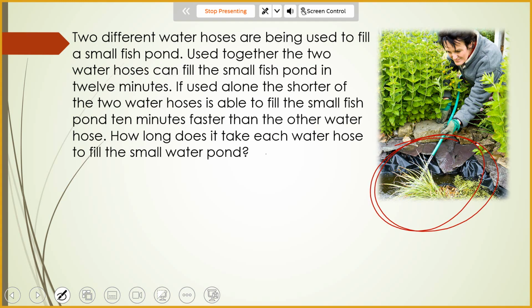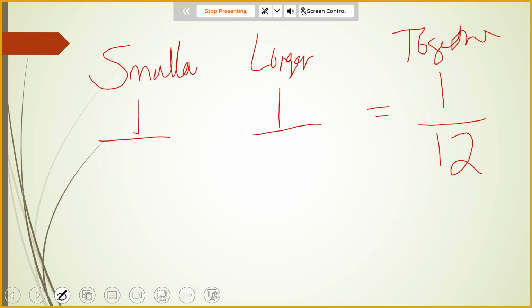So let's go back and look. The smaller hose can fill the pond 10 minutes faster. So let's put an X. There's two different ways we could do this, but let's put an X on the longer one. Whatever the longer hose can do, I know the smaller hose can complete that same task 10 minutes shorter. So 10 minutes shorter for the smaller hose.